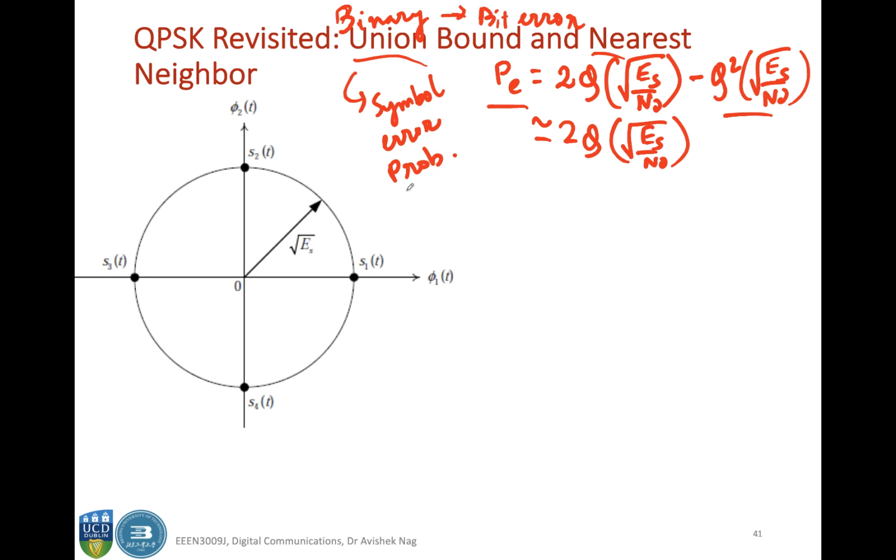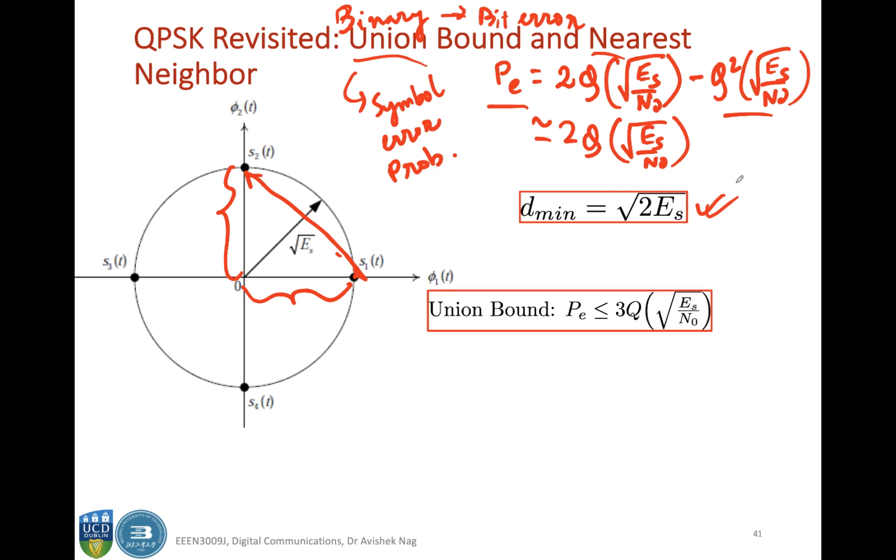So for QPSK, if we apply the union bound, the first thing is that we have to find what is your D mean. So for QPSK, your D mean is this. It's basically the distance between the two signals. And if you see, this distance is square root of ES, this distance is square root of ES, so you can easily calculate this distance, which is the square root of the square of these two. So ES plus ES, twice ES, and then you have D mean, which is square root of twice ES.